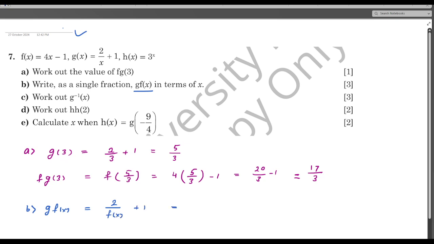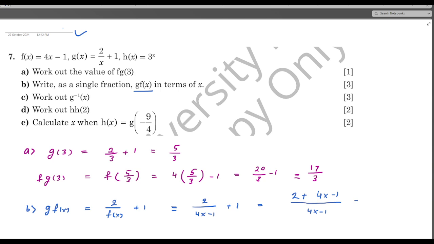and finally you replace your f of x with 4x minus 1, so it will be 2 divided by 4x minus 1 plus 1. Okay, so let us cross multiply. So it is 2 plus 4x minus 1 whole divided by 4x minus 1. So 2 minus 1 is 1, so it is 1 plus 4x whole divided by 4x minus 1. So 4x plus 1 upon 4x minus 1.